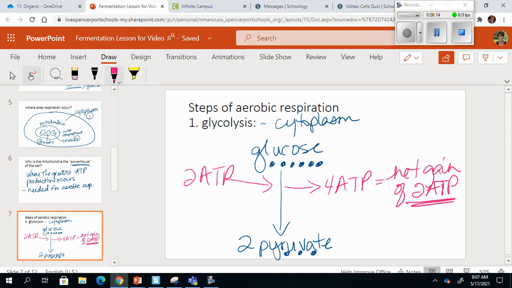So think about it like this. If you were working a little business and you had to put $2 in to get it started, but you're like, hey, I made $4. You didn't really make $4. You brought in $4, but it took you 2 to get started. So that's why we say your net gain is 2 ATP.